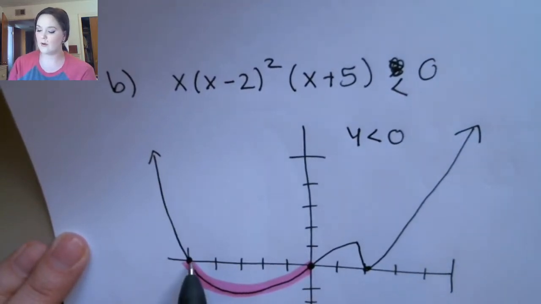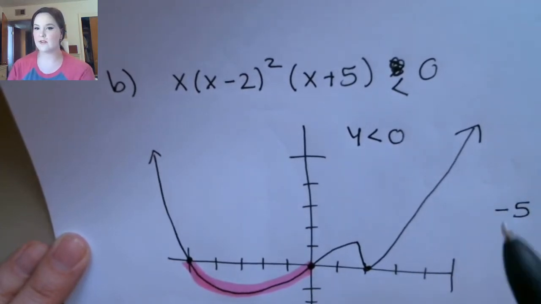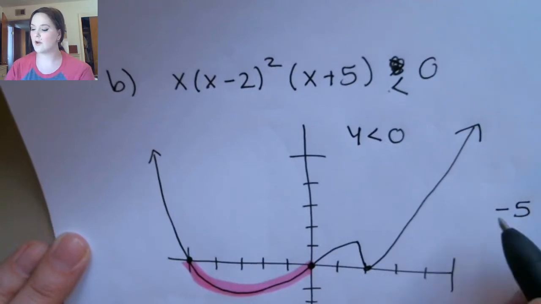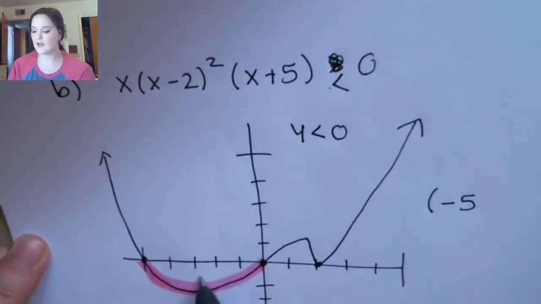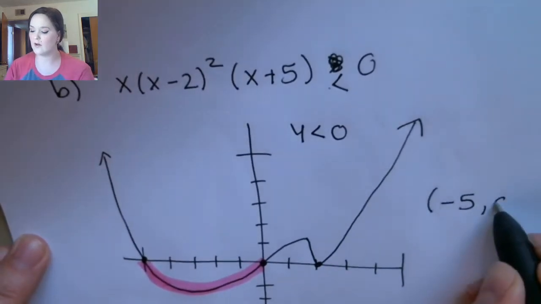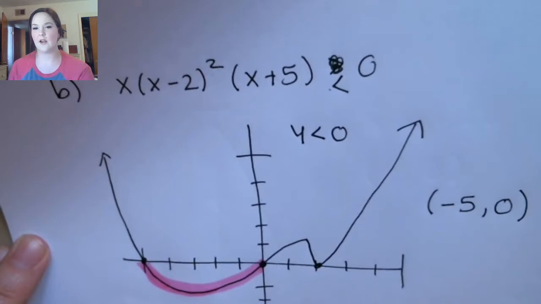So we're going to look at our corresponding x values. Well, they start here at -5, and because it's strictly less than, we're not going to include that. We're going to use the parentheses. And those x values continue to 0. And again, because it's strictly less than, we're not going to include 0.